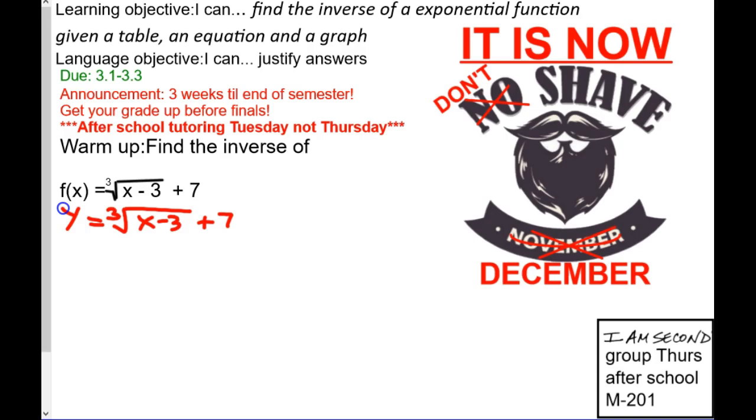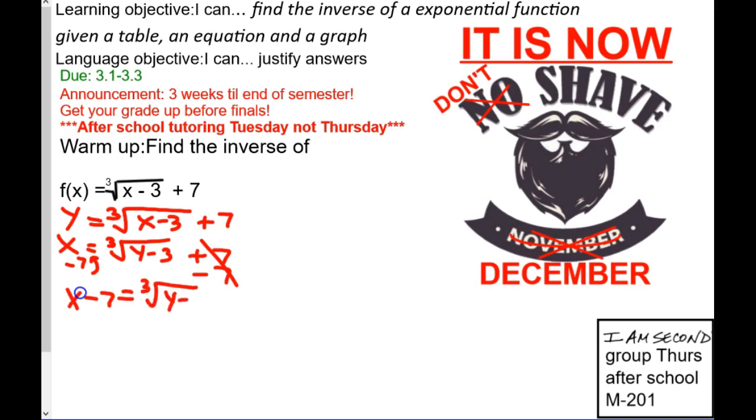So x and y do what? Switch order, so x equals cube root, that's supposed to be a 3. X equals cube root y minus 3 plus 7. Okay, now what do I get rid of first? Plus 7 by getting rid of it with a minus 7. And it's going to go after the x. X minus 7 equals cube root of y minus 3.